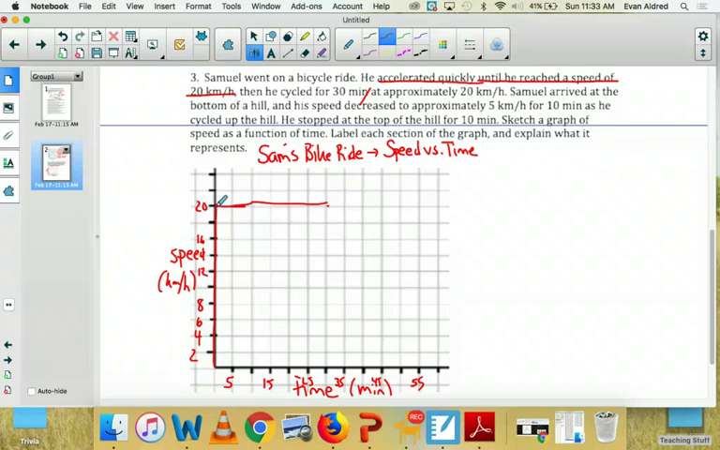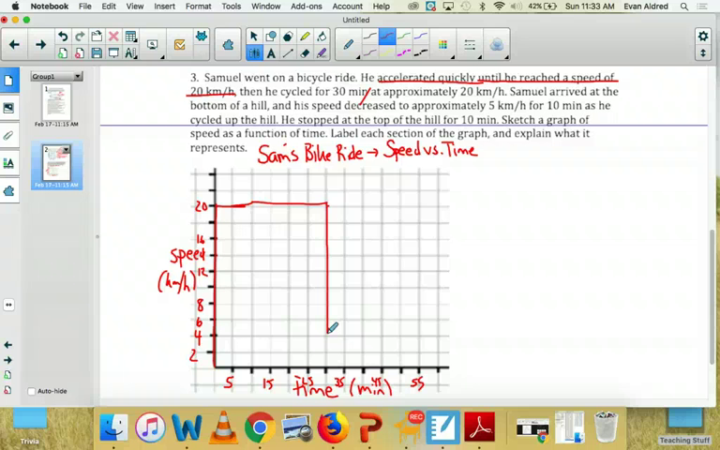And then he's going to arrive at the bottom of a hill, and his speed is going to decrease to 5. So we go to where approximately 5 would be. We put our dot. And we connect it. So again, it's not a perfectly vertical line because that is taking him some time. There's a bit of an angle there.